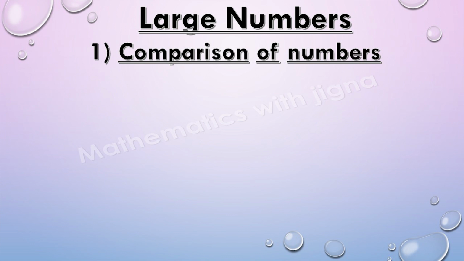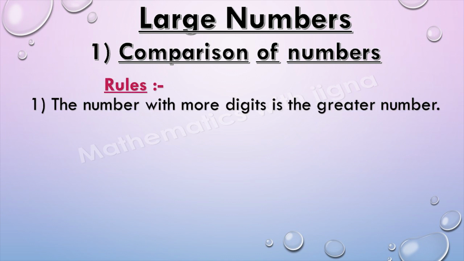Let's start with comparison of numbers. While comparing numbers, we have to follow some rules. Rule 1. The number with more digits is the greater number. It means when we have numbers with different numbers of digits, then the number having more digits is the greater number and the number having fewer digits is the smaller number. We will be more clear with an example.